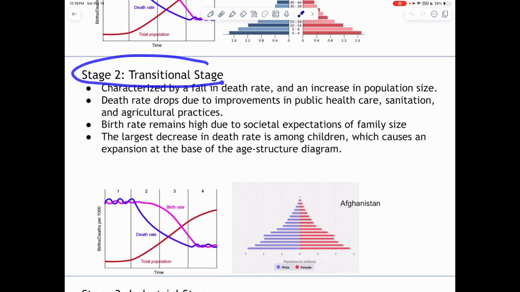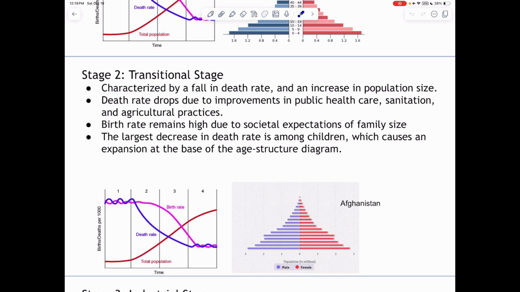Stage 2, we're going to call this the transitional stage. You're going to notice, biggest thing here, we have a fall in the death rate, and we start to increase in our population size. So here is stage 2. Our death rate is dropping and our population is starting to grow a little bit.